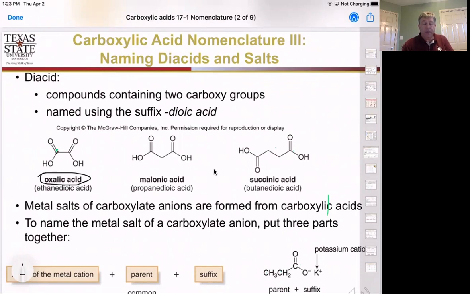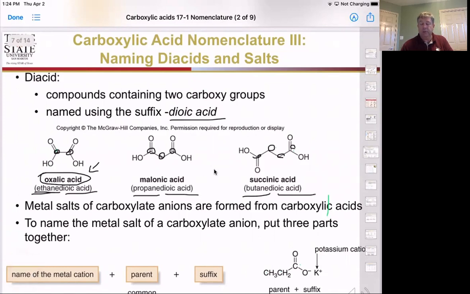But if we looked at its systematic name, we have 1, 2 total carbons. So that would mean ethane. And then we have to say dioic acid at the end. So it's ethane dioic acid, but the common name is oxalic acid. Here we have 1, 2, 3 carbons in the chain, so that's propane dioic acid. 1, 2, 3, 4, and that's butane dioic acid. So that's how you would name it in the structured system.